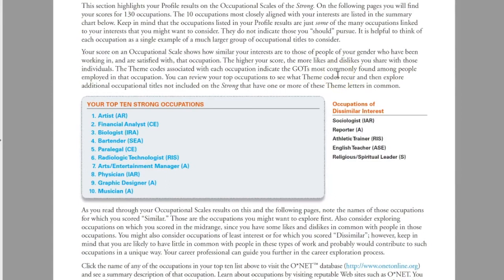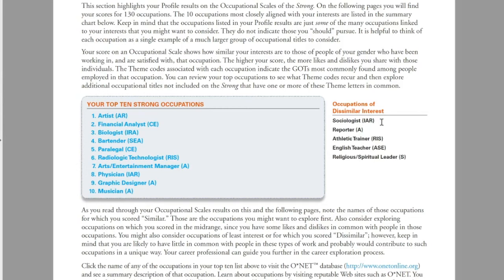Page 5 shows your top 10 occupations most closely aligned with your interests. Keep in mind that the occupations listed are just some of the many occupations linked to your interests that you might want to consider. You will also see a few careers to the right here that are occupations of dissimilar interest. So you've got your top 10 over here in the shaded box, and then the dissimilar careers to the right. On the next few pages, you'll see how your interest levels connect with 130 different occupations.